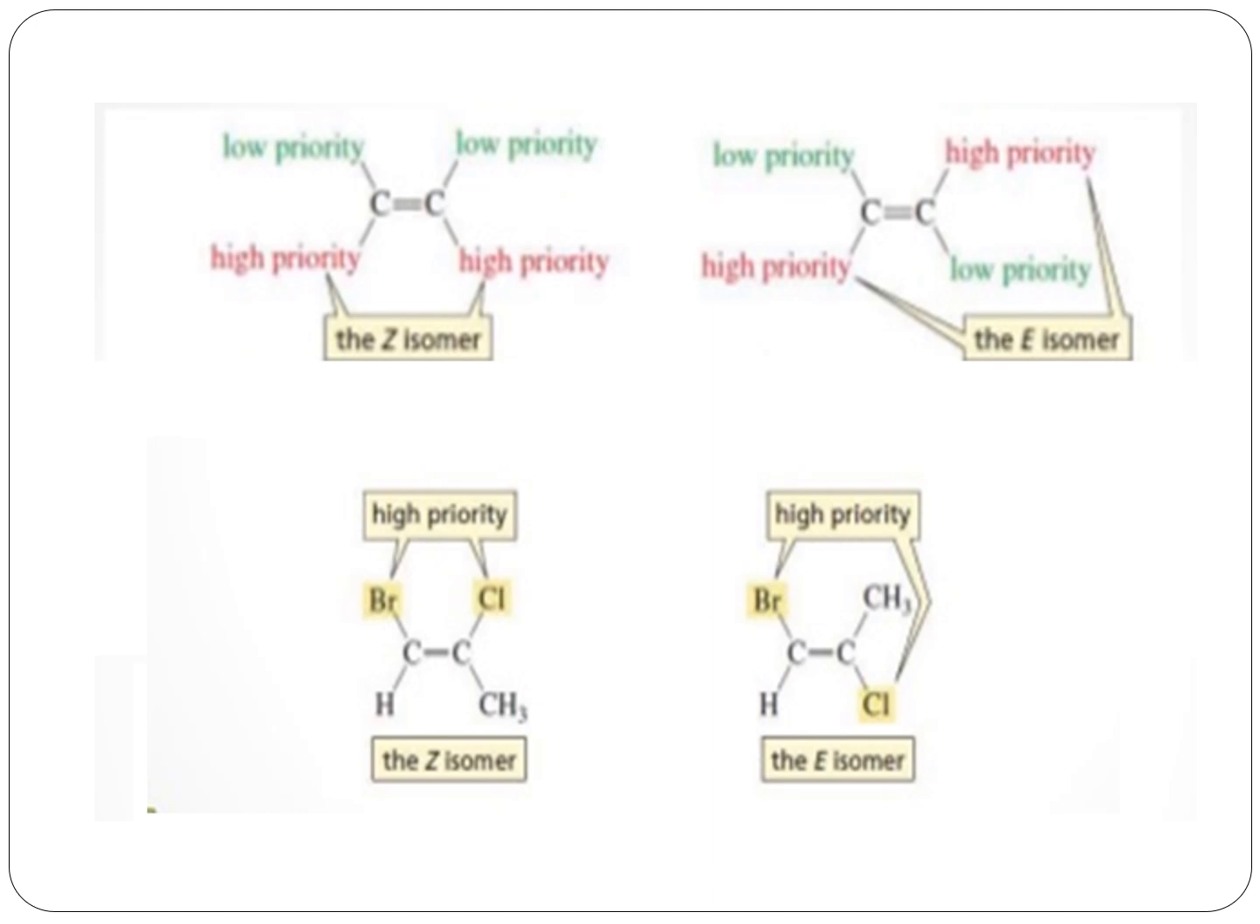In the second carbon, the substituents are chlorine and CH3. Chlorine has the higher atomic number than carbon, so chlorine will get higher priority number 1. So in these two carbons, the higher priority groups are bromine and chlorine. If those groups are arranged on the same side, it is Z isomer. If the high priority groups are arranged on opposite sides, it is E isomer.